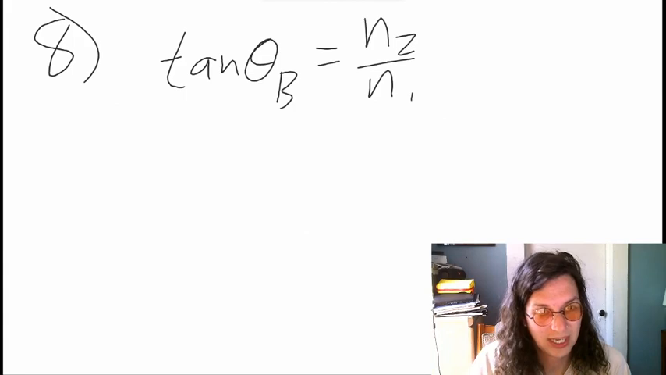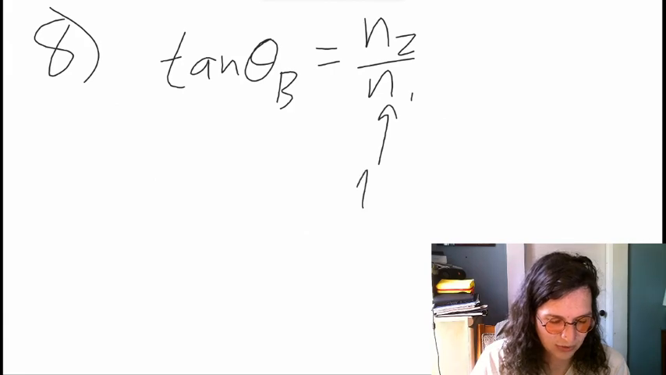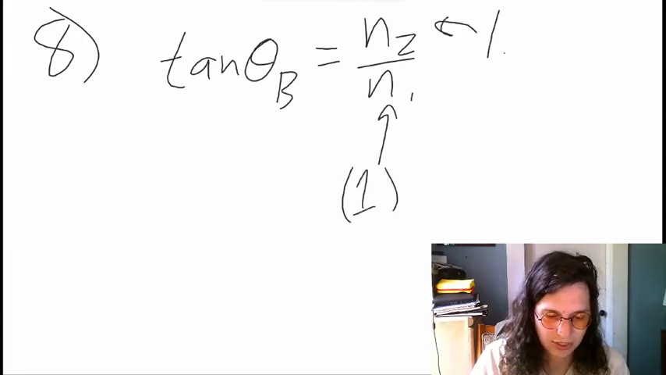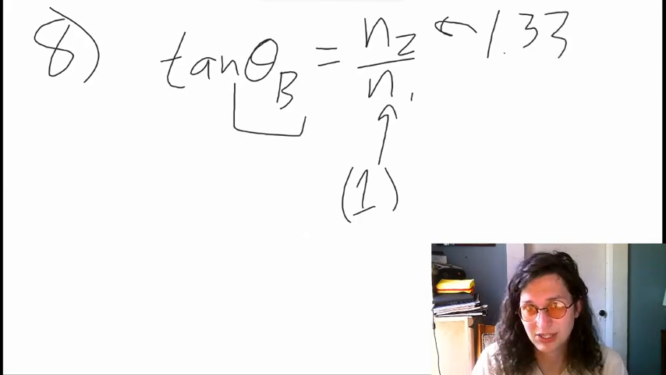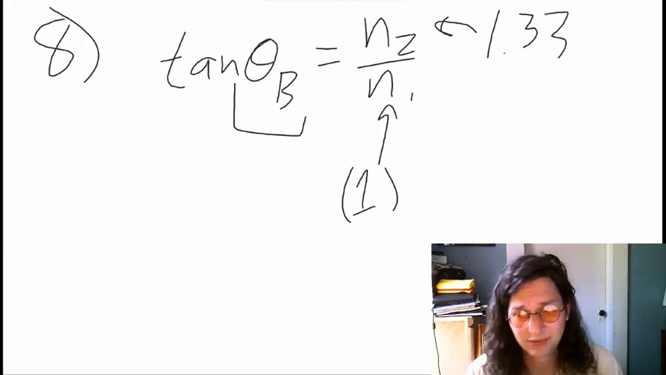They give you that n2 is going to be water. So that means that your n1 is, again, going to be air. So that's just going to be equal to 1. And then this will be the index that's actually given as 1.33. And you can solve for your Brewster angle just using this equation. And then part B is just a concept check. Does this angle depend on the wavelength of light?